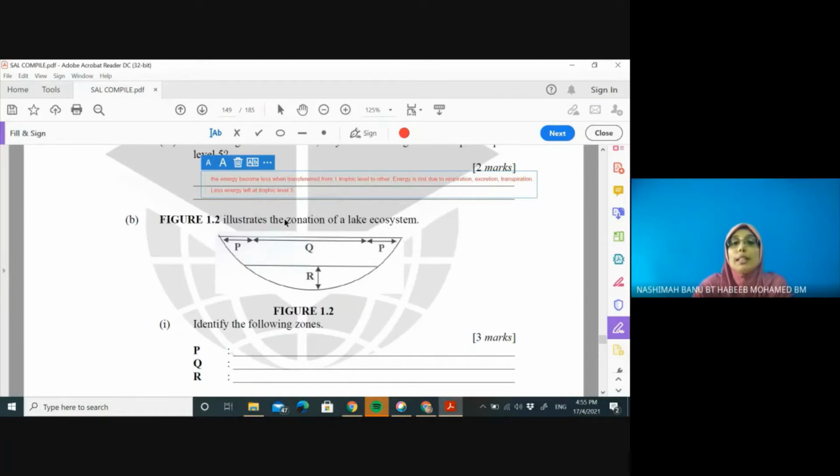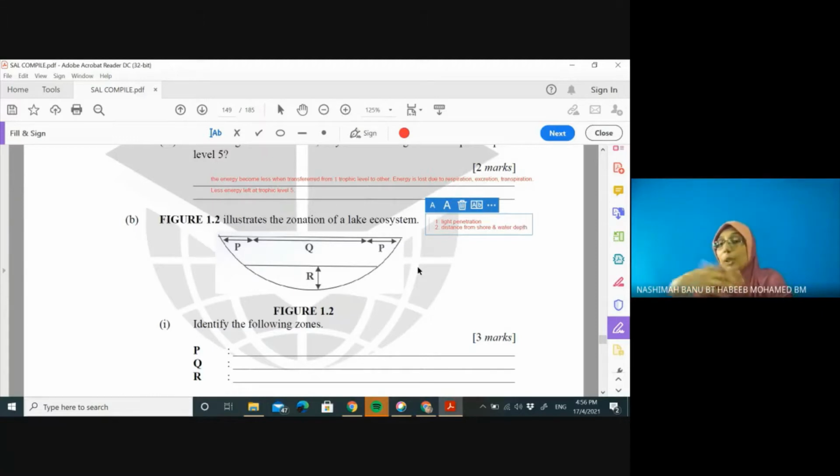All right, so this one is the zonation. Hope you still remember about the zonation in lake ecosystem. Can you recall how the lake zonation occurs? First, based on light penetration. Then the second, based on distance from shore and also water depth.